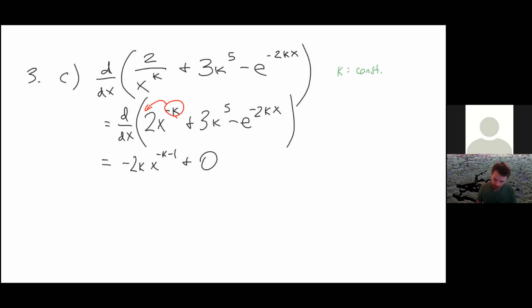Great. So now let's think about this piece. This is an exponential, so I can get away with just bringing the coefficient in front of the x down and leaving everything else the same. Bring that down. So that would look like, okay, negative 2k. Well, these are both negative, so multiplying them would get me a positive 2k. And then I just copy the rest down. Okay, so that's my derivative.